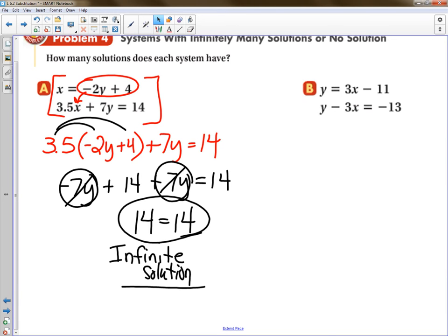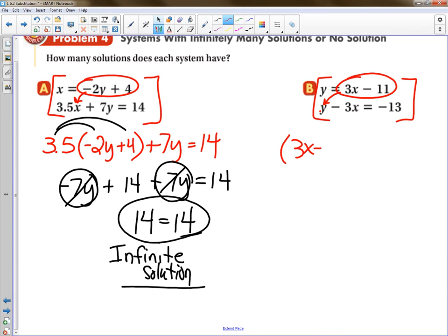Okay, another part of this problem, part B. Here's another set of linear equations, a linear system. In this problem, y equals 3x minus 11. I'm going to put that value in place of y in the second equation. So I'm going to replace this y with 3x minus 11, minus 3x equals negative 13.